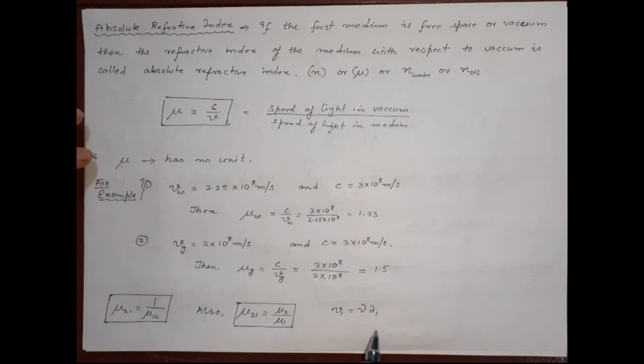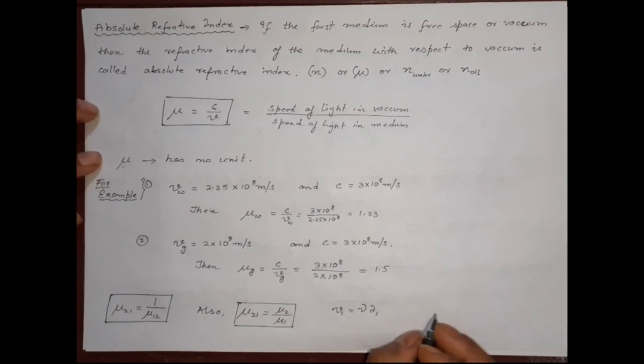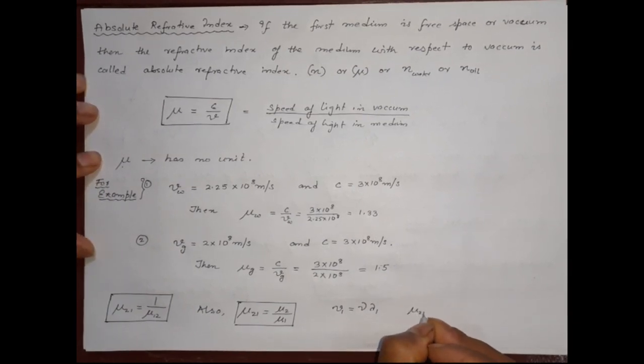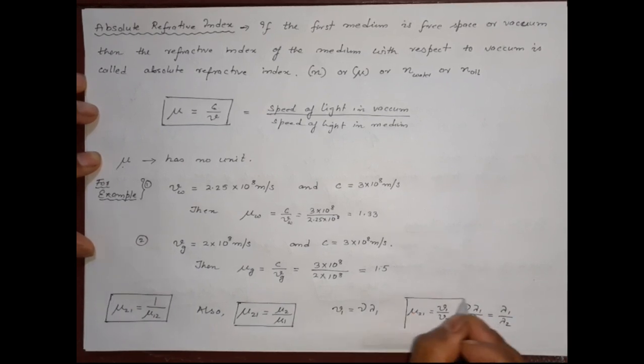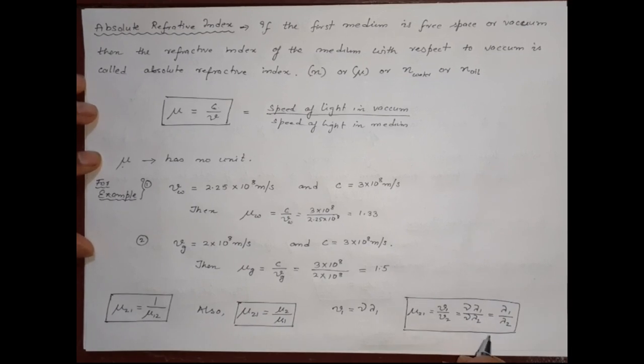Thus in terms of wavelength and frequency also you can write, that is mu 21 will be equal to v1 by v2, we know this. We can write it as nu lambda 1 by nu lambda 2, this is writing in terms of wavelength. So nu will be cancelled, giving lambda 1 by lambda 2. These are the formulas we can use for refractive index in numericals. These are the things you need to know.